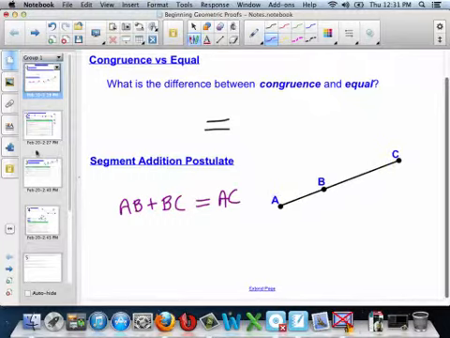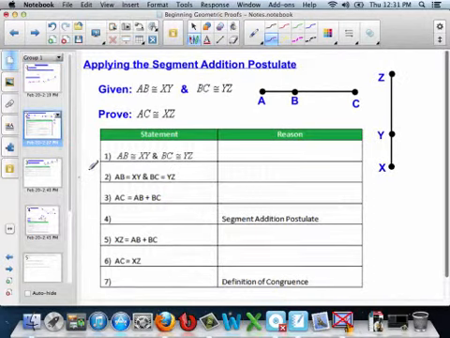So let's take a look at our first proof. And we are going to try to keep these very simplistic for the moment. Alright, so what are we given? AB is congruent to XY and BC is congruent to YZ. What are we trying to prove? We're trying to prove AC is congruent to XZ. Okay, so that's what we're trying to prove. Alright. First line of any proof is always given. Okay, what changed from line 1 to line 2?